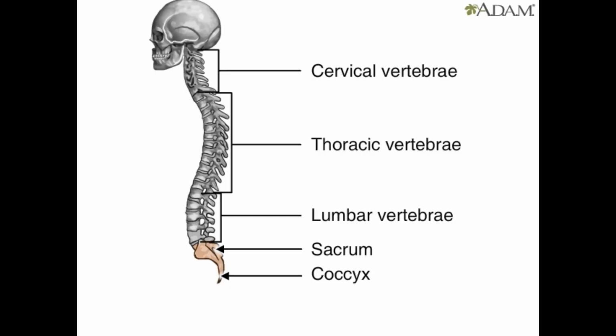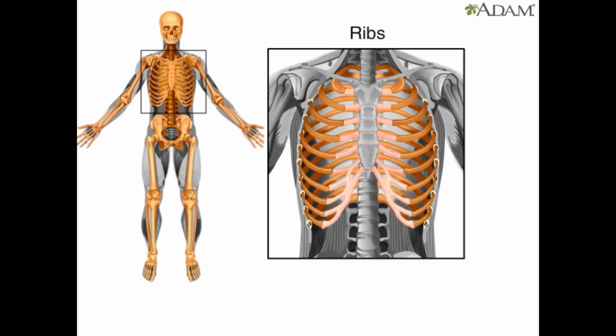12 pairs of ribs form a protective cage for the heart, lungs, and other internal organs. The first 7 ribs are called true ribs because they attach to the breastbone or sternum. Ribs 8 through 12 are called false ribs because they either attach indirectly, or as in the case with ribs 11 and 12, float and don't attach to the sternum at all.